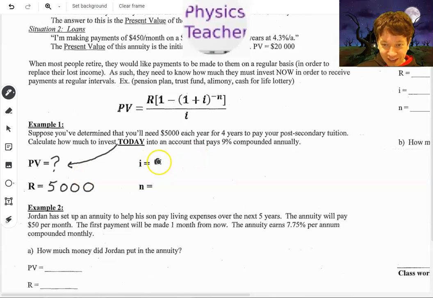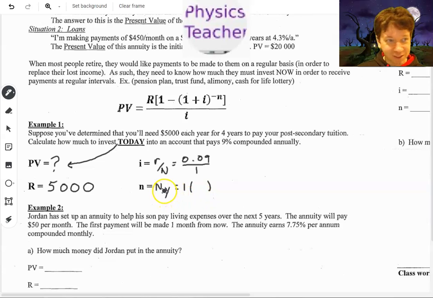I we know as R over N, where the interest rate is 9%, so 0.09, divided by how many times per year. It says annually, right? So we're just going to do a 1 there. And then N, right? Since it's annually, it's once a year. Okay, so that N is just 1 times by how many years you're going to be putting this money away.